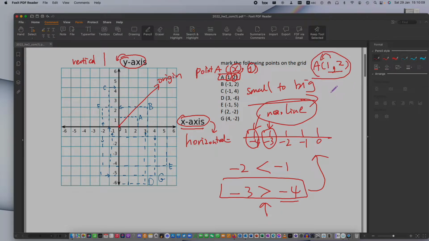Okay, good. So 1 and 2. I need to read the 1 first. So where's the 1?